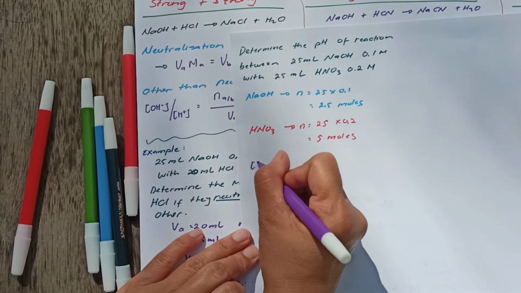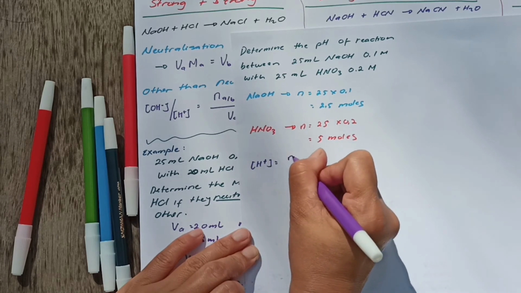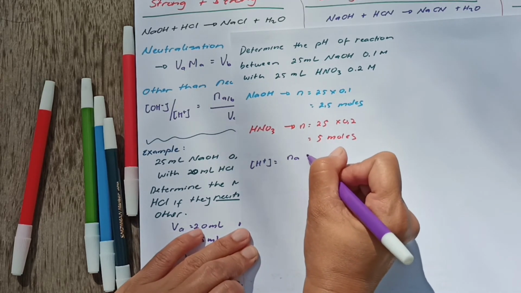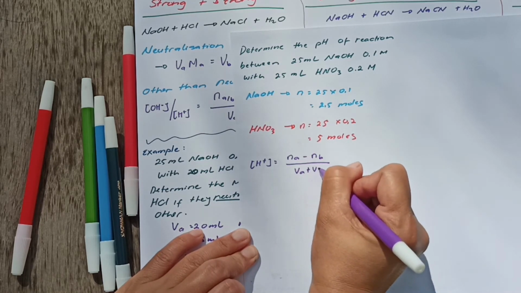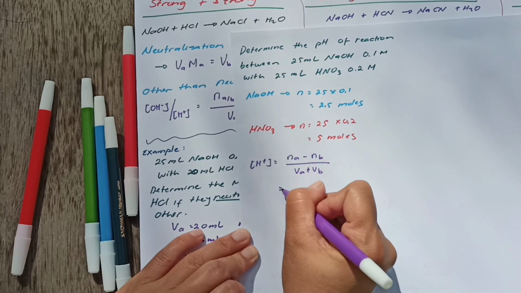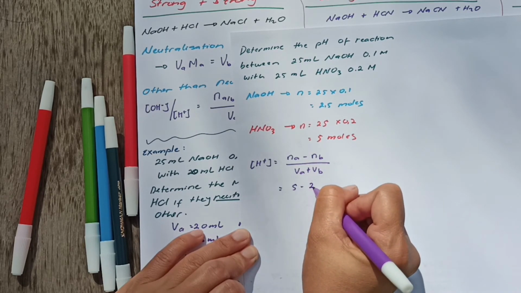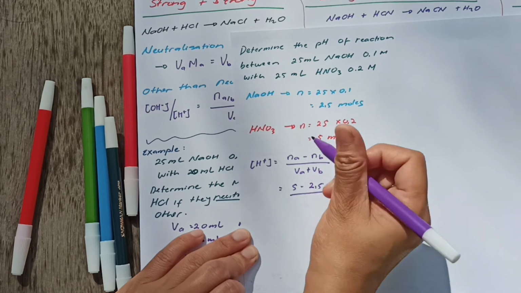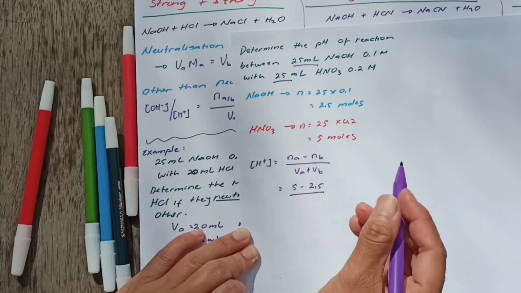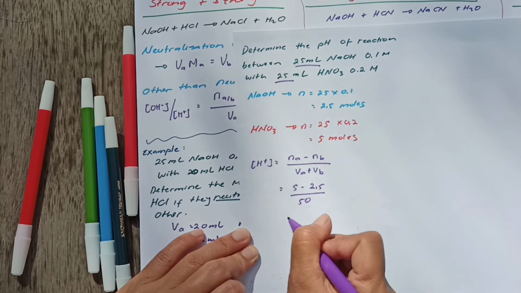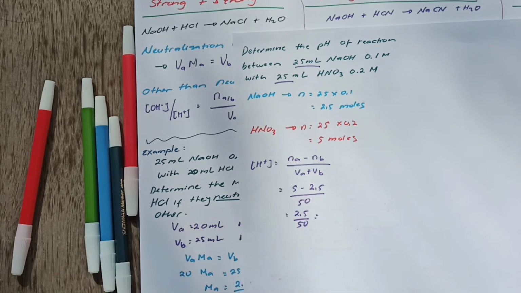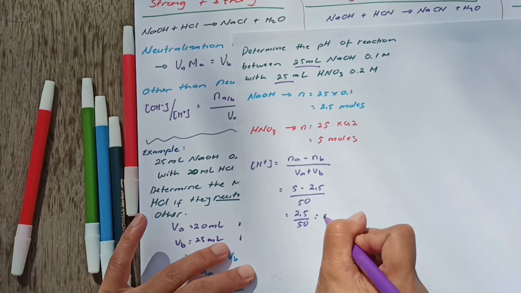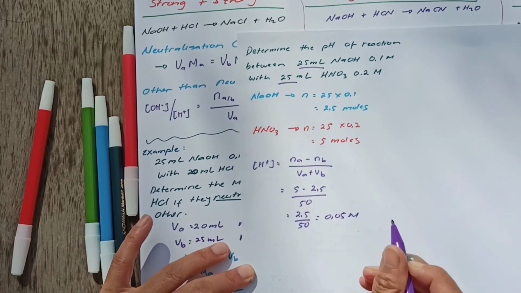H plus equals the moles of acid minus the moles of base per volume of acid plus volume of base. So put them all together: 5 minus 2.5 per both volumes, which is 50. So you have 2.5 per 50. It's going to be 0.05 molar.